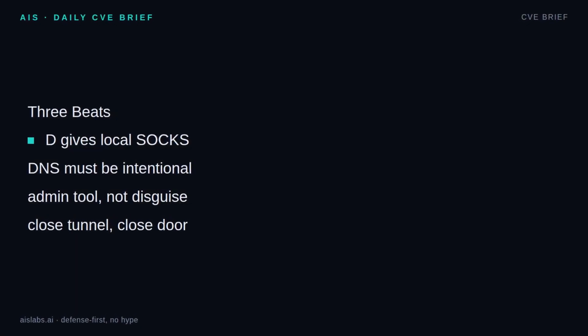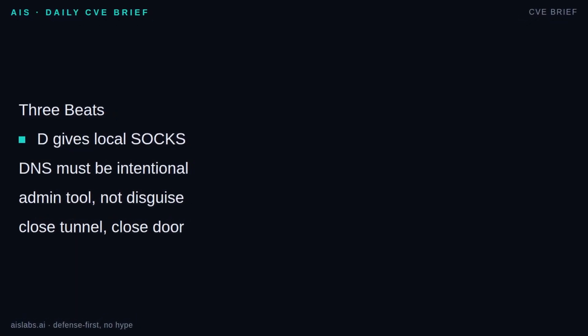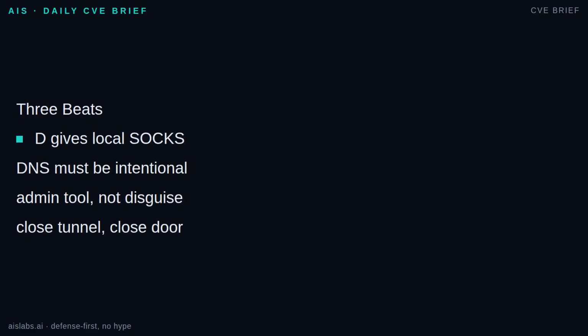Three beats to keep. First, ssh -D creates a local SOCKS proxy, commonly 127.0.0.1 port 1080, and applications must be pointed at it. Second, DNS is not automatic safety. Use SOCKS v5 with remote DNS support and test with tools that make the choice visible. Third, treat this as admin access, not disguise. Bind locally, use it for specific work, and close it when done.